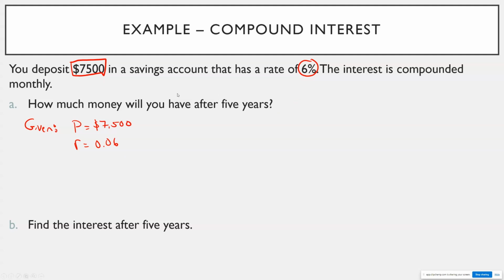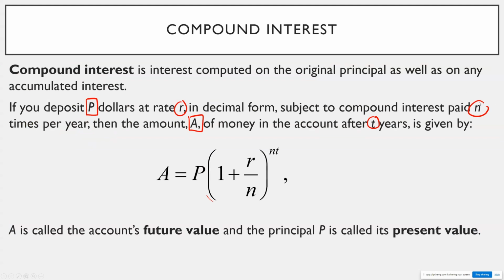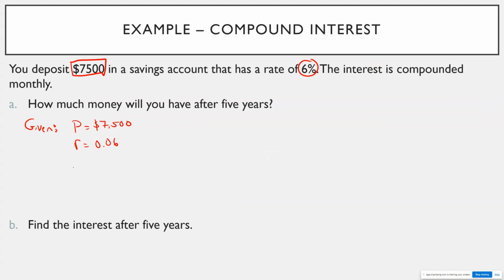So going back to the formula, n is the number of compounds per year. In this case, n is going to be 12. So the question is this: how much money will you have in the account after 5 years? So t, the number of years, is 5.